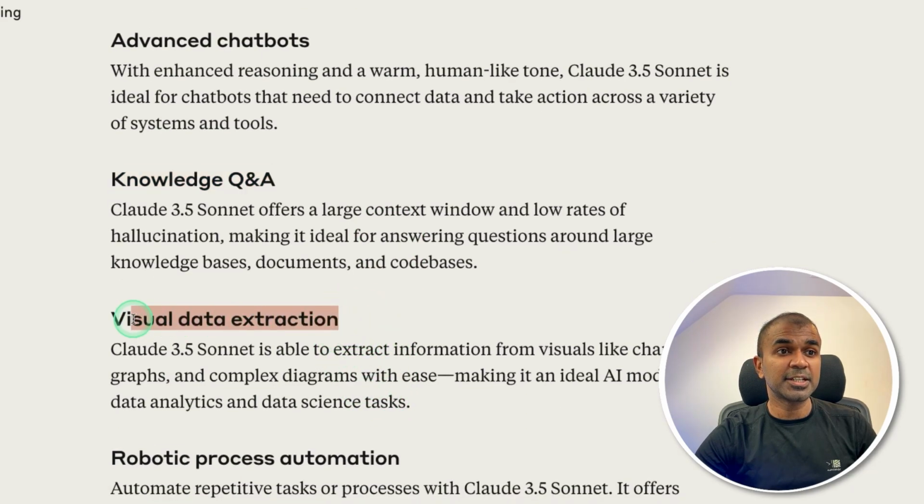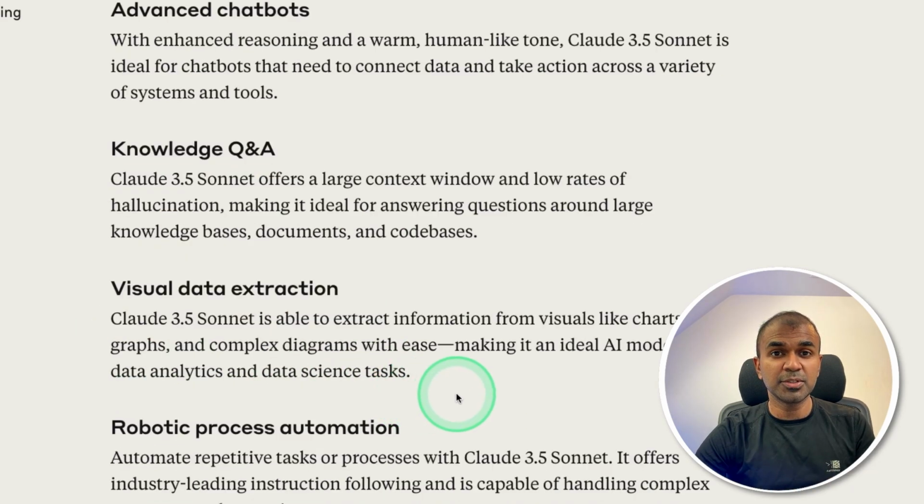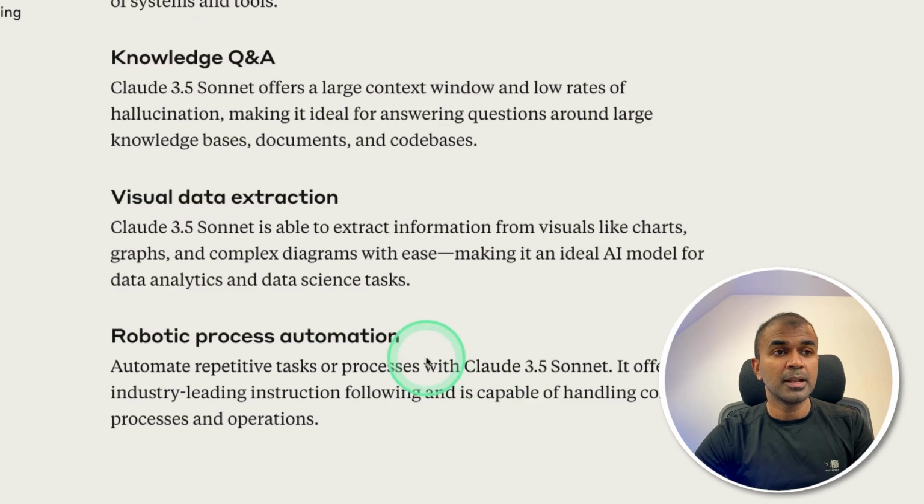Then visual data extraction. Add any image as input and it's able to understand the image and give you a response. Next, robotic process automation. This one excites me because this is exactly what ChatGPT is doing with Figure. Figure is a robotics company and ChatGPT is used to control that robot. Similarly, you can see Claude is now competing with that.